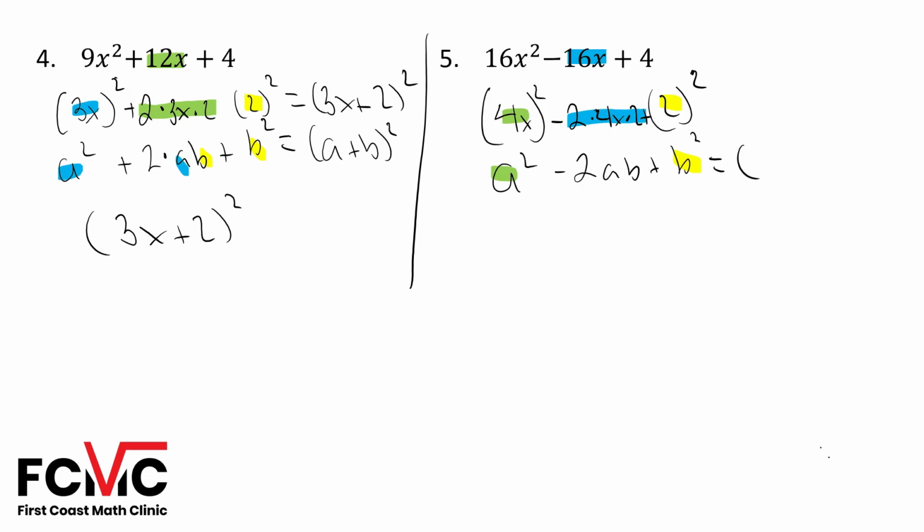We know a squared minus 2ab plus b squared. That is going to be a minus b squared. So this is going to be a minus b squared as well. So a is 4x minus b, which is 2 squared. So our answer here is 4x minus 2 squared.